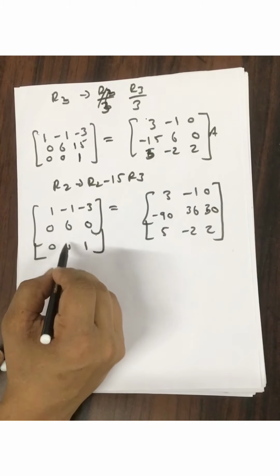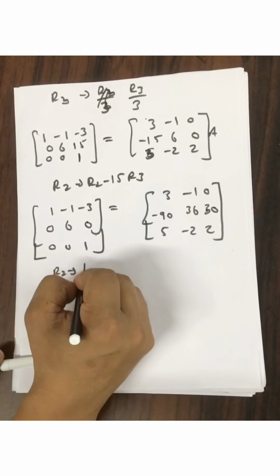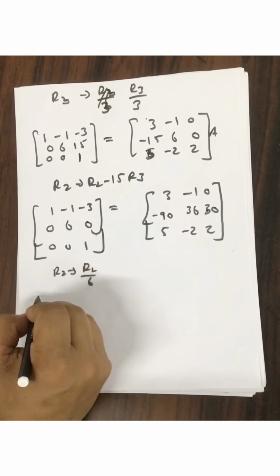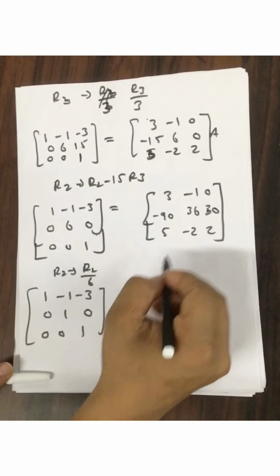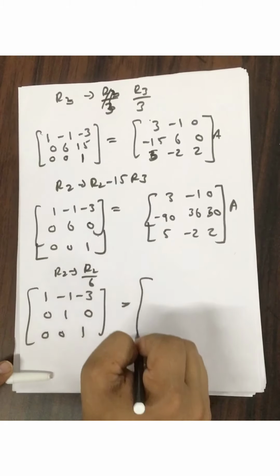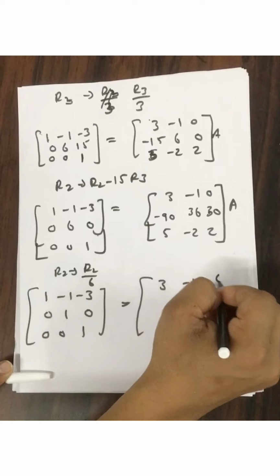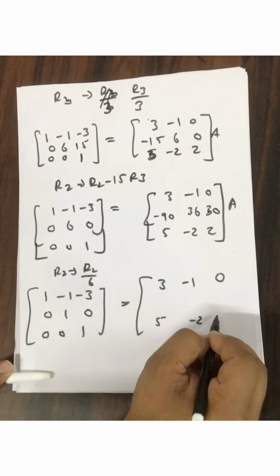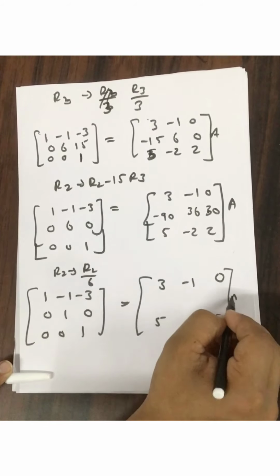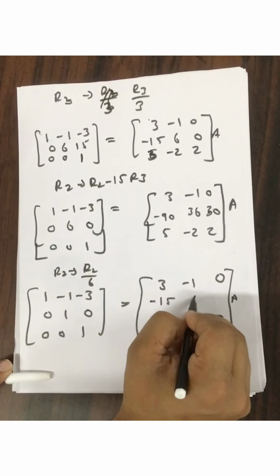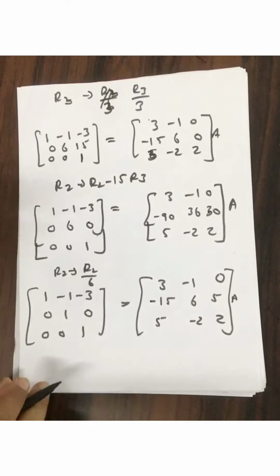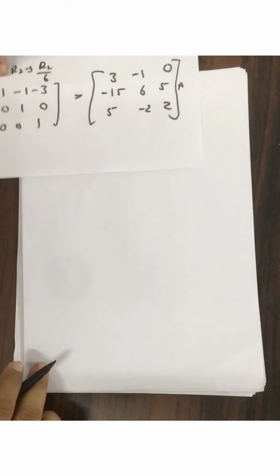Now we again have to get rid of the 6. R2 divided by 6. Divide by 6. 1, minus 1, minus 3. 0 1 0, 0 0 1. Okay. Only the second step you need to do. The rest of A is also there, so the rest of the steps you write in a hurry. There is no point of putting a lot of brain in that. So this will be divided by 6. So minus 15 and 6, and this will be 5. Correct? Let's move on to the next step.